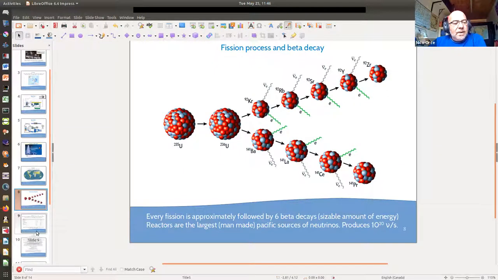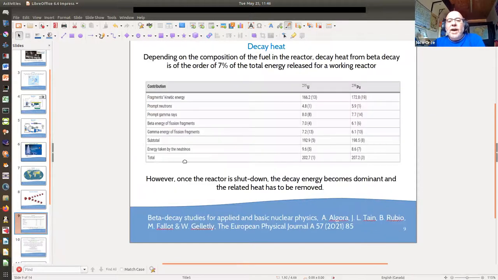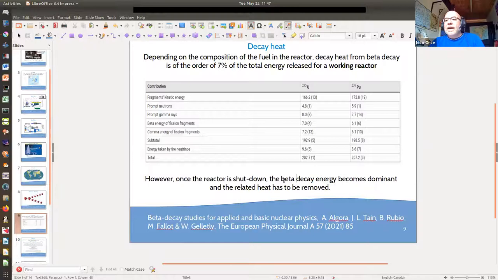In fact, what is happening here now? Yeah, in fact, look at this. While the reactor is working, with the uranium-235, this is the decay heat, and decay heat from the beta decay is only 7% of the total energy release for a working reactor, right? In a working reactor, we have only 7%. However, once the reactor is shut down, the decay becomes dominant, the beta decay becomes almost 100%, and the related heat obviously has to be removed.